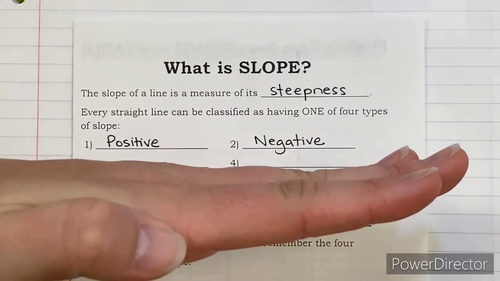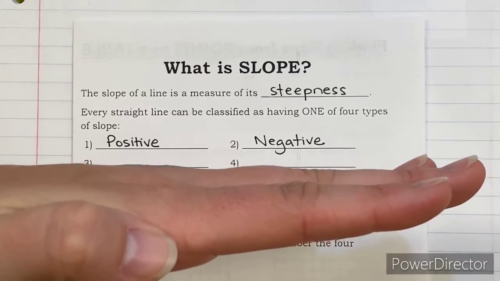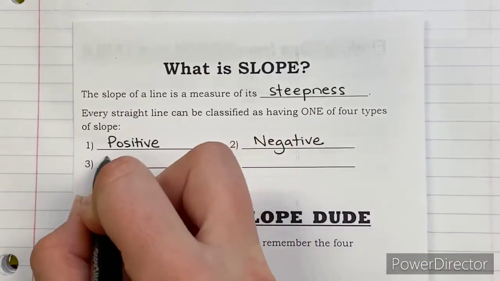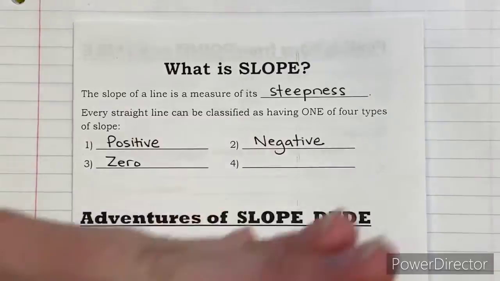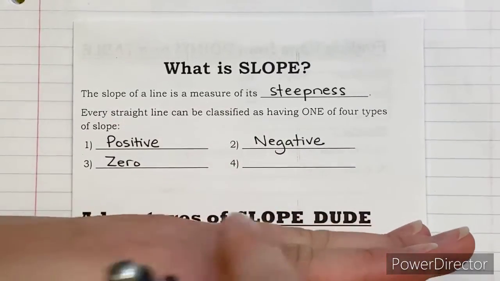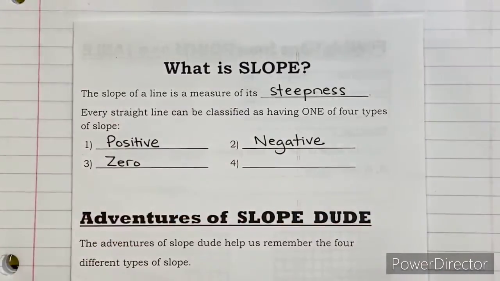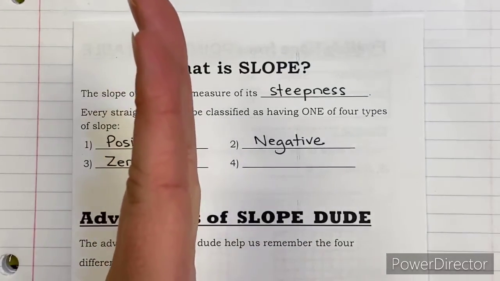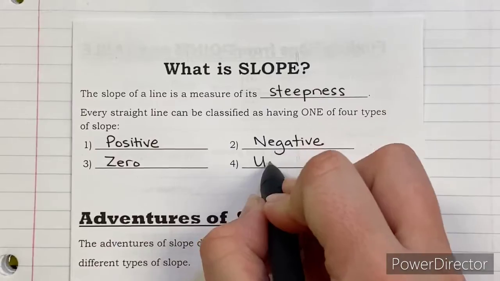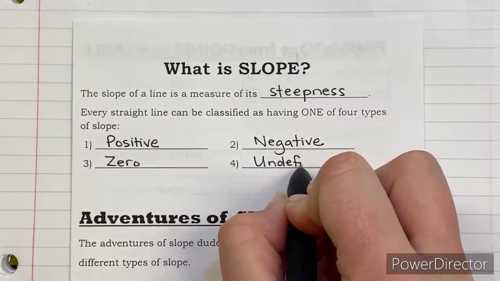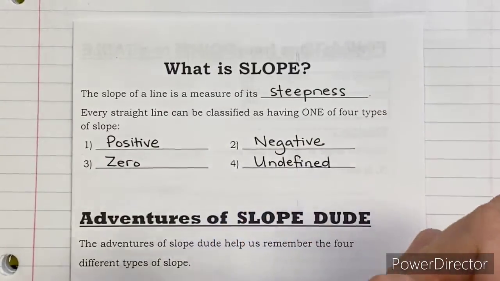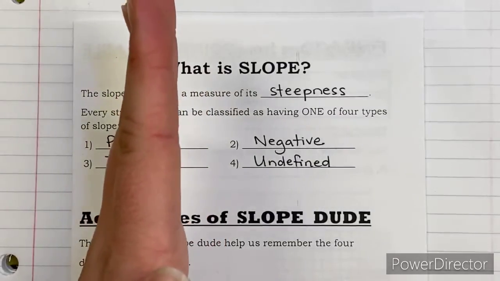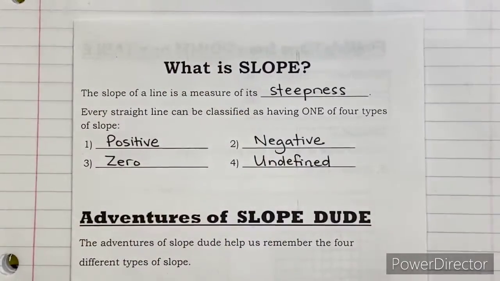So we have positive up the hill, negative is down the hill. Another option that we have is flat, which is called zero slope. This would be like flat land. There is zero slope to this land. And then the fourth type is the vertical one, okay? This one is called undefined. Anytime you see a straight up and down line, that has undefined slope.